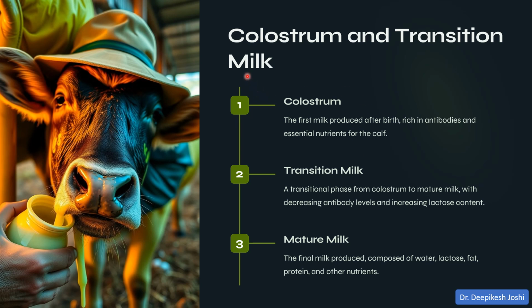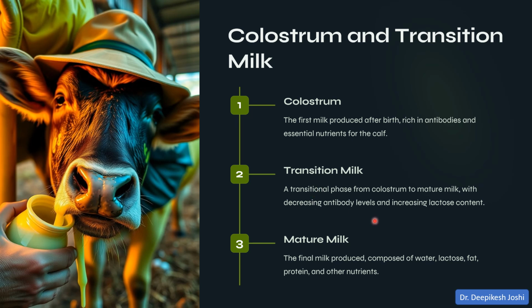Then the first milk which comes out from the udder is called colostrum. And then transition milk is that milk which it produces during the subsequent days till the lactation period ends. Colostrum is the first milk which is rich in antibodies, and in cattle and buffalo it is rich in IgG1, which gives passive immunity to the calf from various diseases since its childhood. It gives innate immunity to the calf.